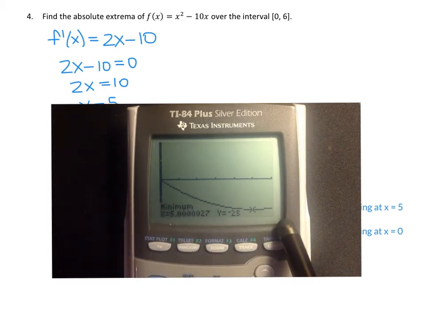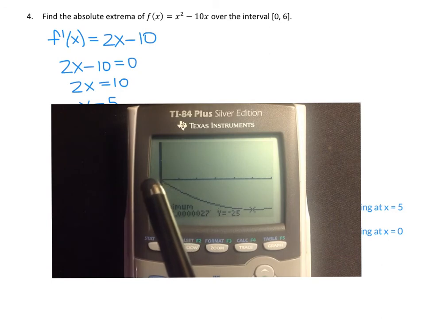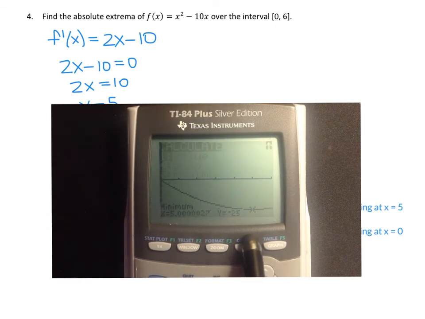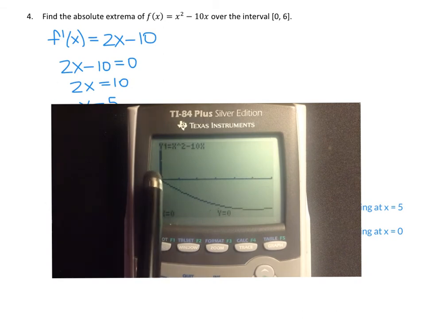Now on this closed interval, we said that we had an absolute max at 0, 0. And notice that does look like the absolute max there. If I hit second calc and hit enter for value, hit 0, enter, there's 0, 0. So that endpoint is our absolute max on that closed interval 0 to 6.